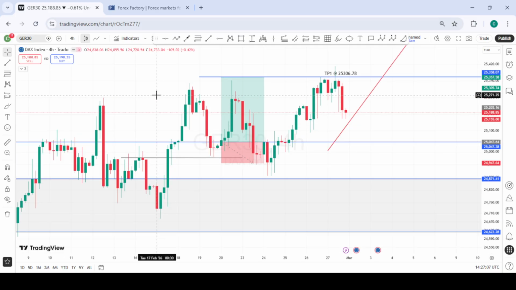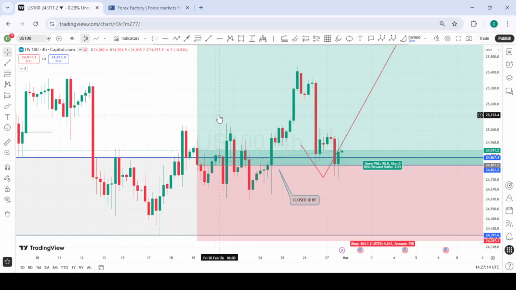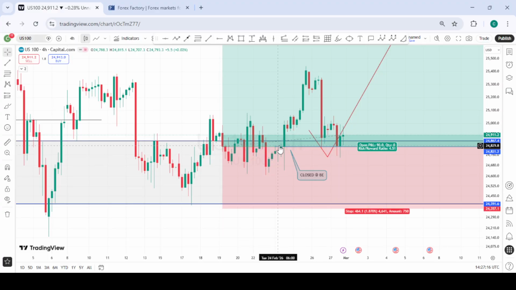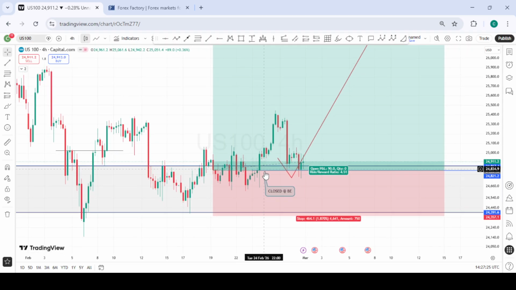And due to how these indices played out, we had to prematurely close our buy position at break-even on our NASDAQ. And after closing, price just kept moving upwards, and then now it's back to the entry. So we also broke even on this trade on NASDAQ.